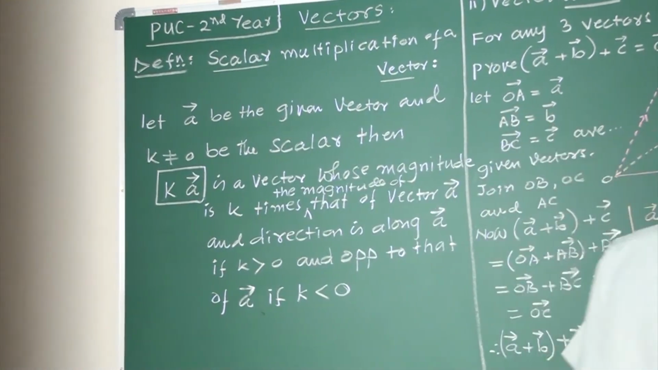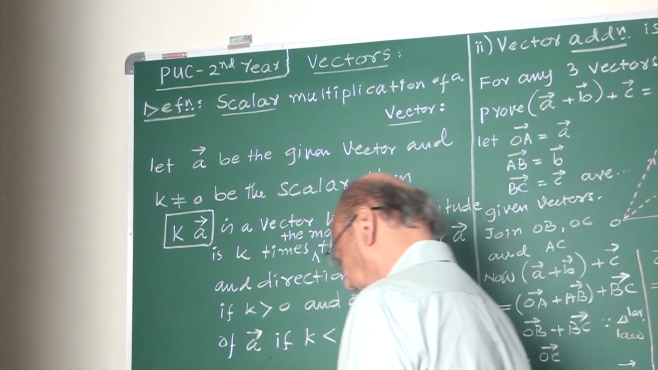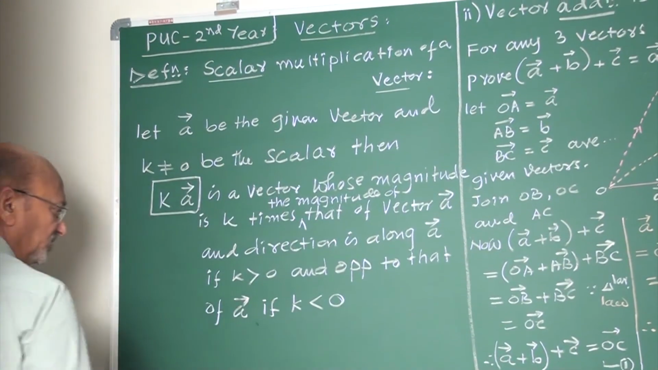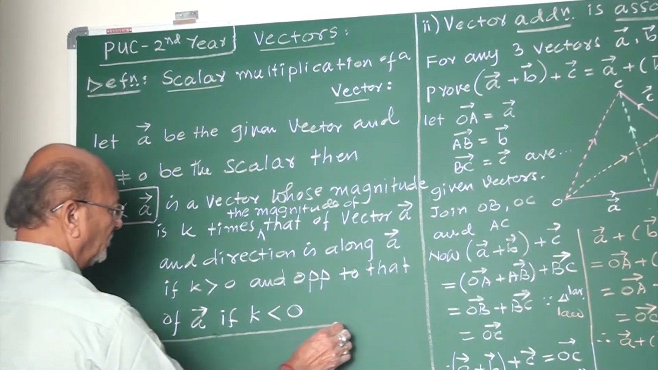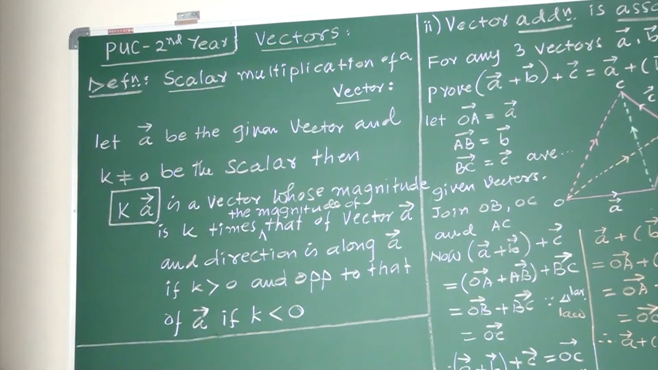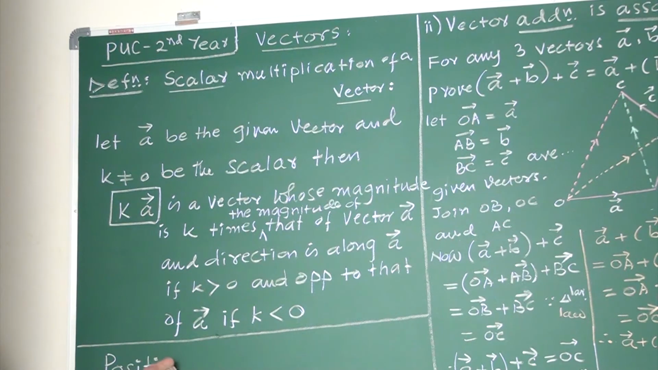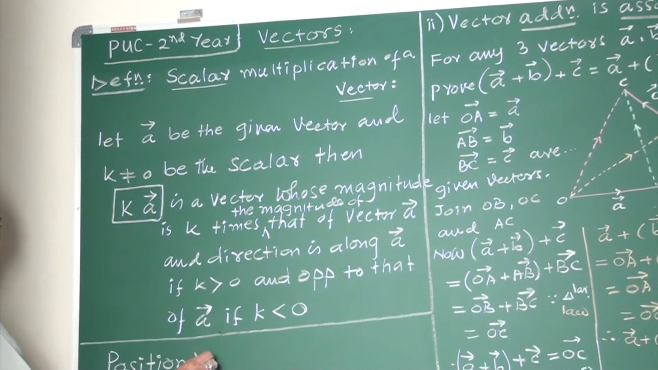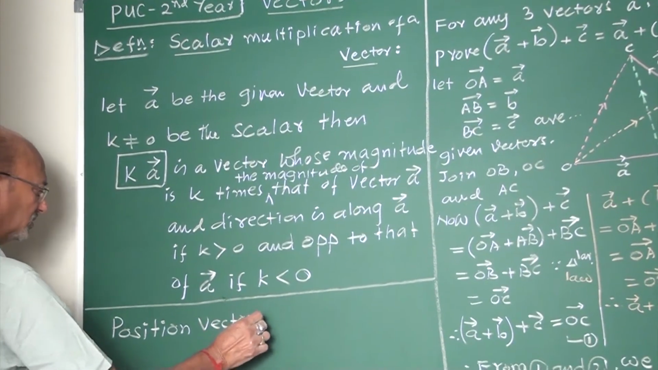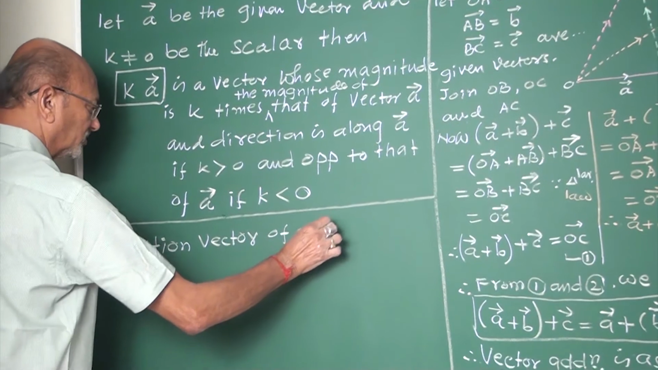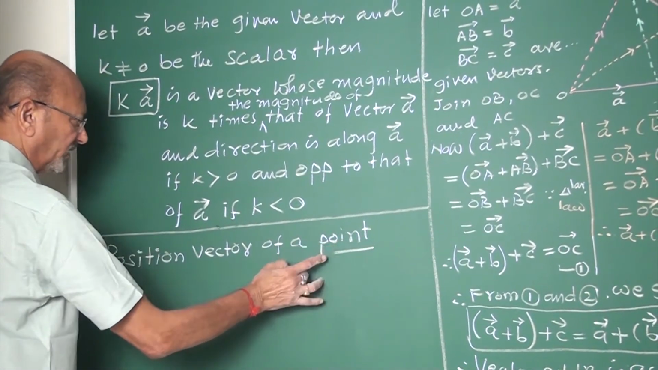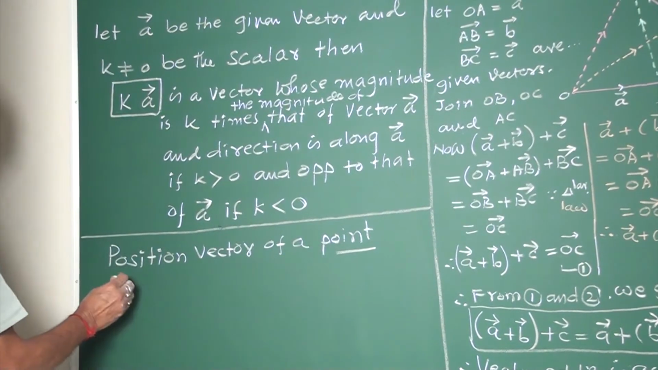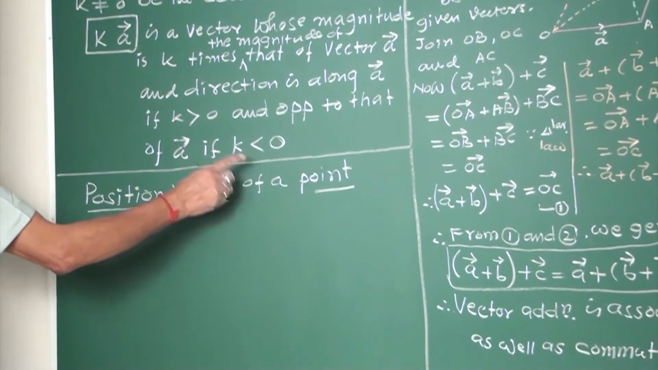Next definition is position vector of a point. This is another important definition. Yes, my friends, we have to define the position vector of that point. Point is there.